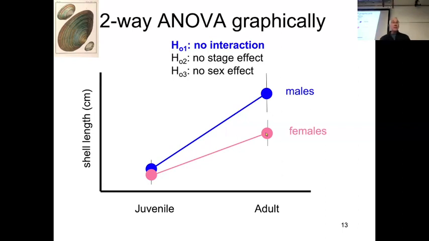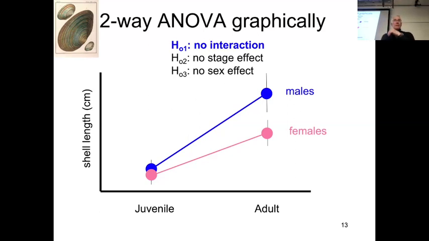So the way that I say that, that means there's an interaction. The effect of sex depends on what life stage I look at. That's one way to say an interaction in words. The effect of sex depends on which stage I look at. If I look at adults, yeah, males are bigger than females. If I look at juveniles, yeah, males and females are the same.